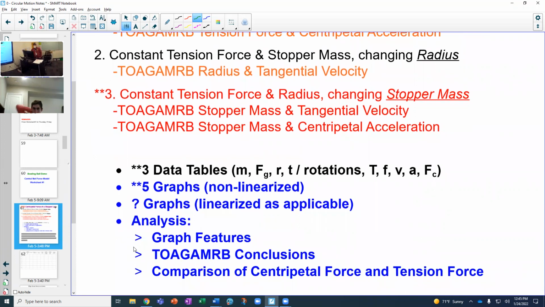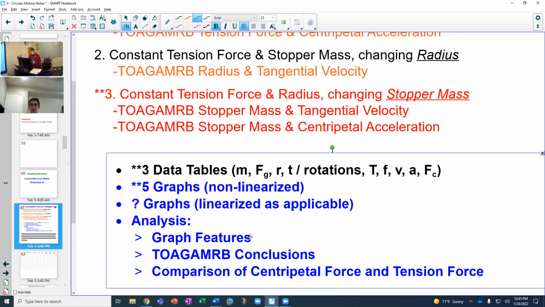And then in your analysis, we want you to examine the graph features. So what are the 3 parts of any graph we always try to evaluate? Area under the curve, slope, y-intercept. So I want you to try for every graph that's linear. I can maybe type that in just as a reminder here too. You only have to evaluate those graph features for the linear graphs.